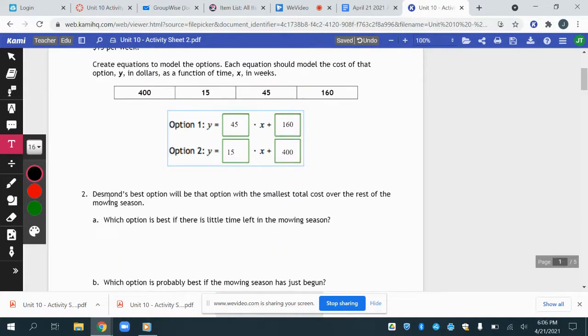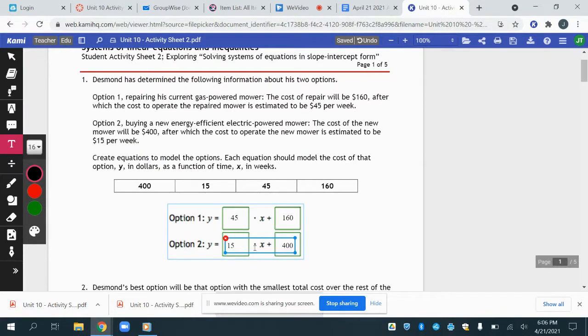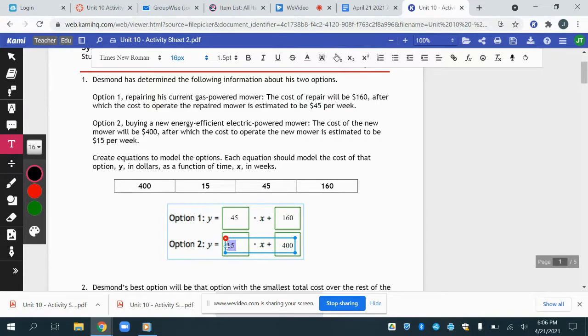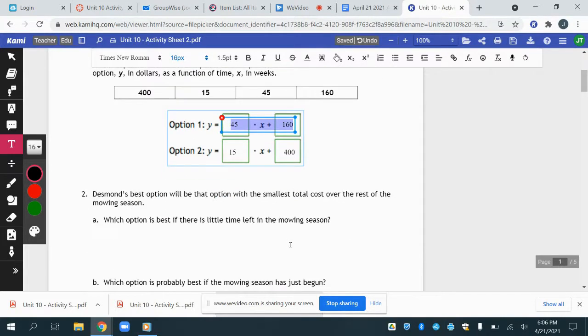Okay, Desmond's best option, which will be the option for total cost, will be that option with the smallest total cost over the rest of the mowing season. So how many times is he going to mow the lawn is the big question. Because if he pays $400 for a new mower, that's a lot of money. But then he's only paying a little bit per week, right? So assuming he mows a lot of lawns per week, this might be a better deal. But here, we pay a lot more per week, but a lot less upfront. And so the question is, which is a better deal?